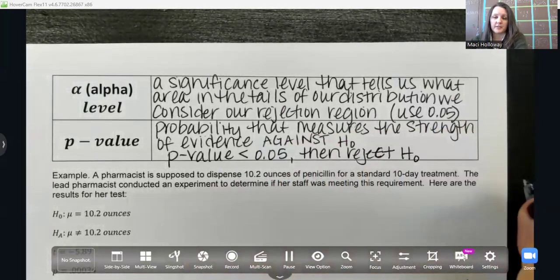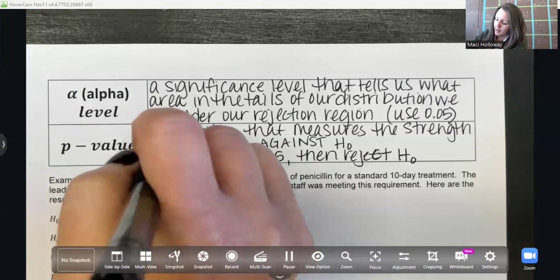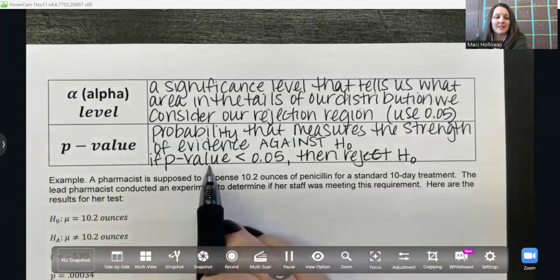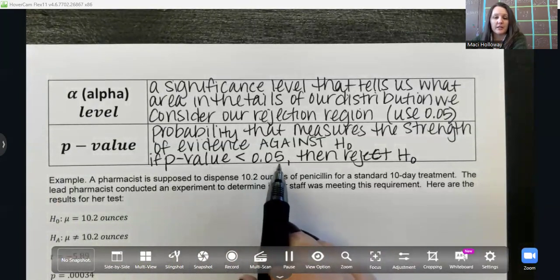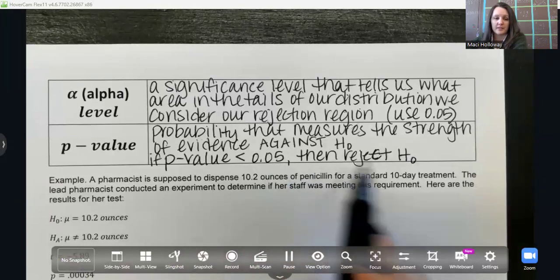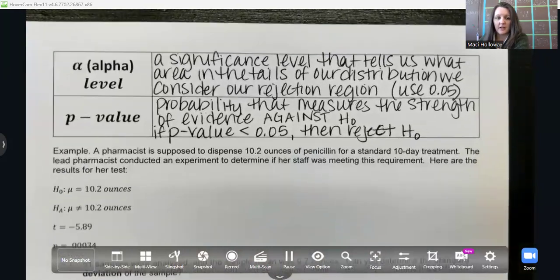our null hypothesis. So if you want to ask me about a little joke about this, you can. I won't say it on camera. But as your p-value gets lower, so think this is 5%, right? So if it gets lower than 5%, then we're going to reject the null hypothesis. So this is just the strength of evidence against the null hypothesis.